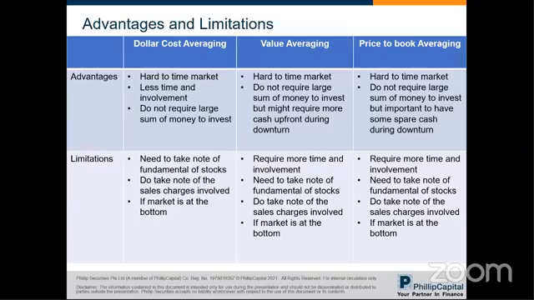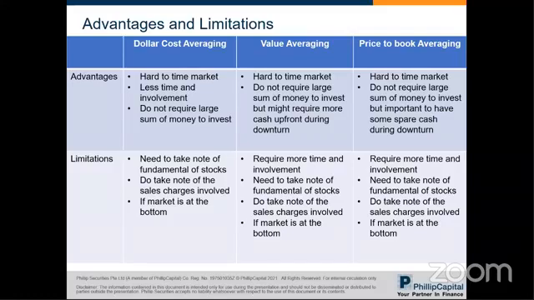So there are advantages and limitations of all these strategies. For dollar cost averaging, the advantage is that most of us cannot time the market. So what we do is use dollar cost averaging, which also takes less time and involvement. And this one does not require a large amount of money to invest because, let's say you are comfortable saving 500, you can do every 500, or maybe quarterly 1,500.